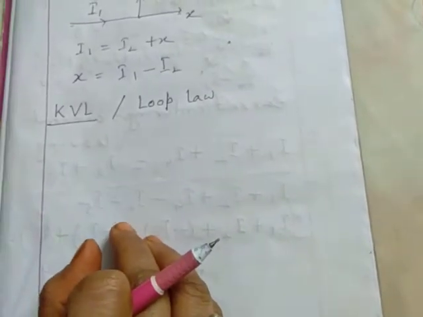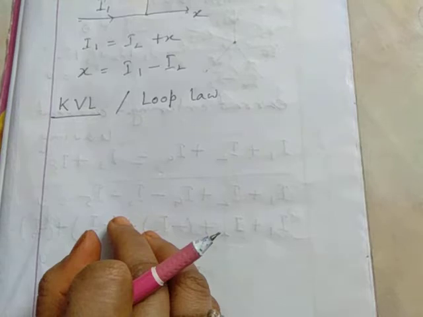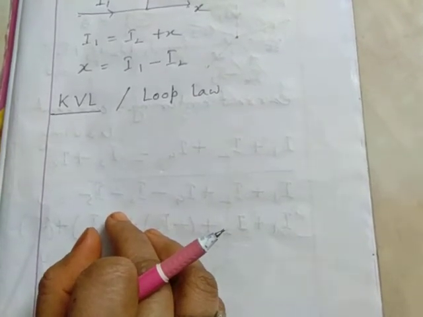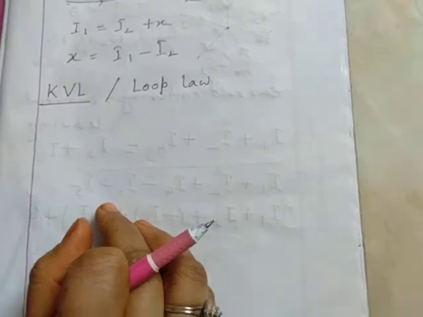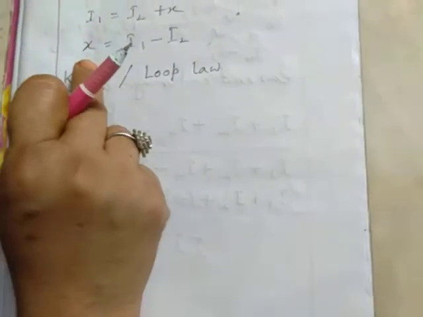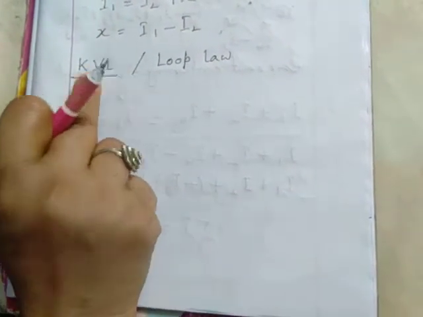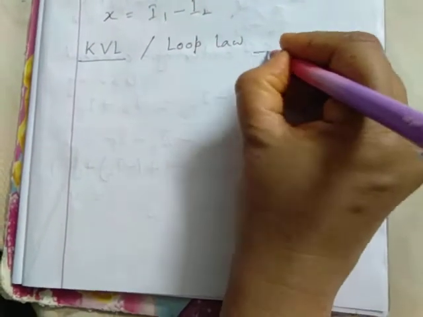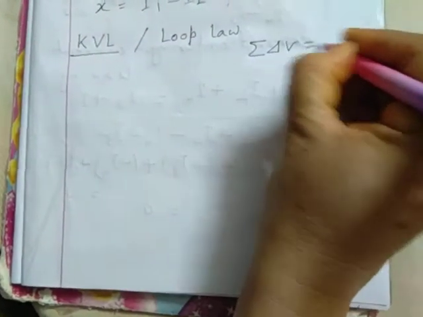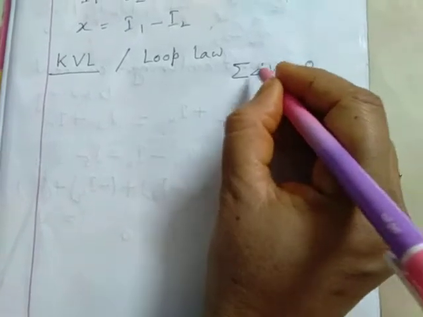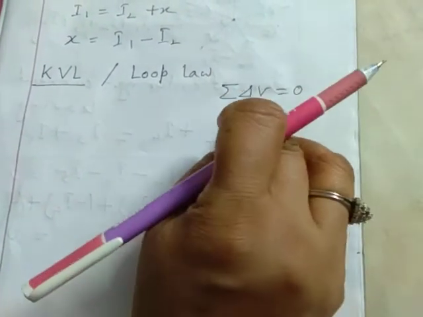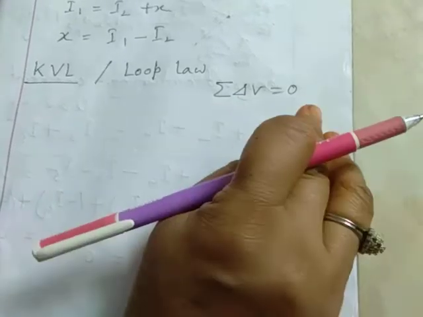KVL, or loop law, you can tell. So the algebraic sum of the changes in potential around any closed loop involving the resistors and cells in the loop is 0. In KCL you have summation of I equal to 0, and in KVL summation of del V equal to 0. That means the sum total of potential differences across all the resistors and cells is 0.